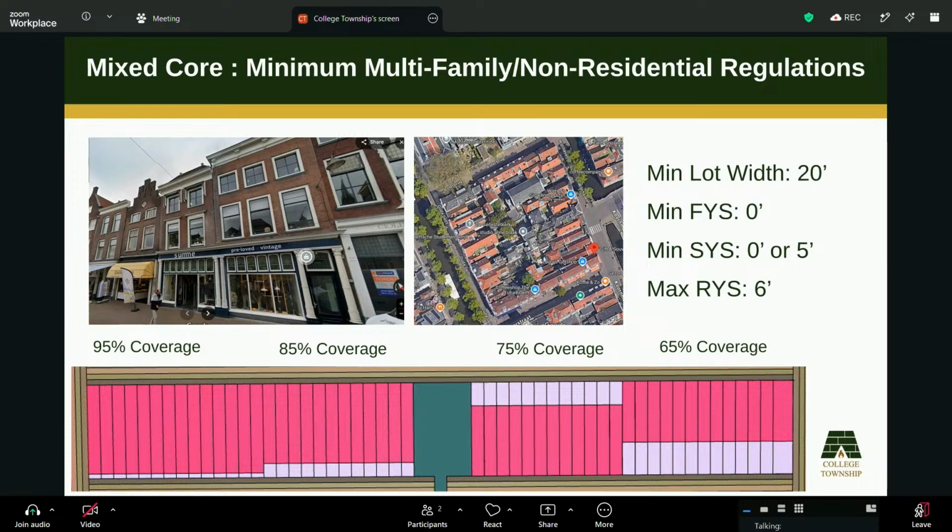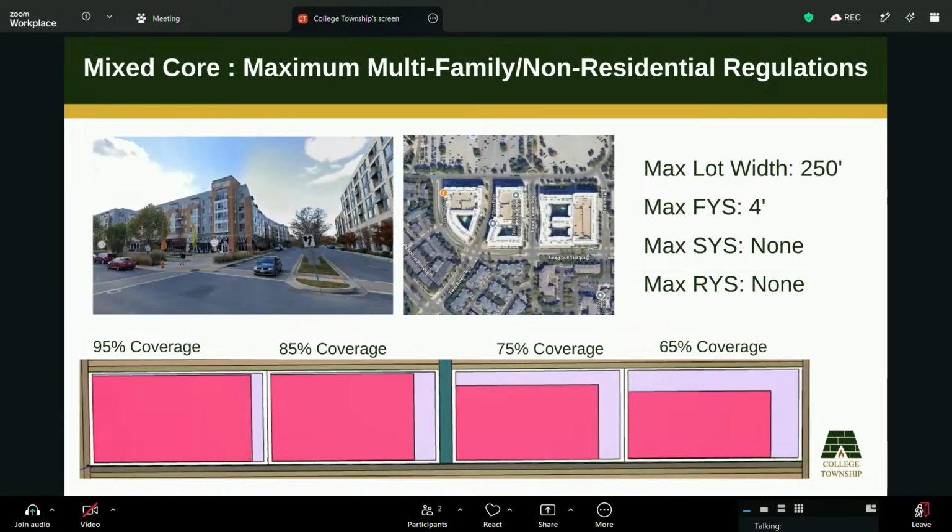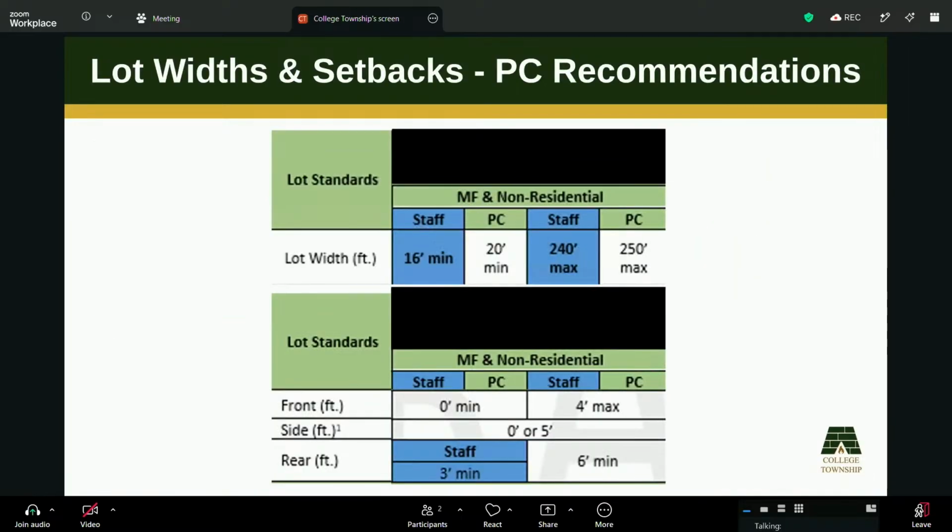Then we have the maximums. The maximum lot width would be 250 feet. Again, we're talking mixed family, so apartment buildings or large commercial, industrial, mixed-use facilities. Maximum front yard setback of 4 feet, and again, no side yard or rear yard maximums. And then showing the densities again below. So this is the second column, and we welcome council's discussion.